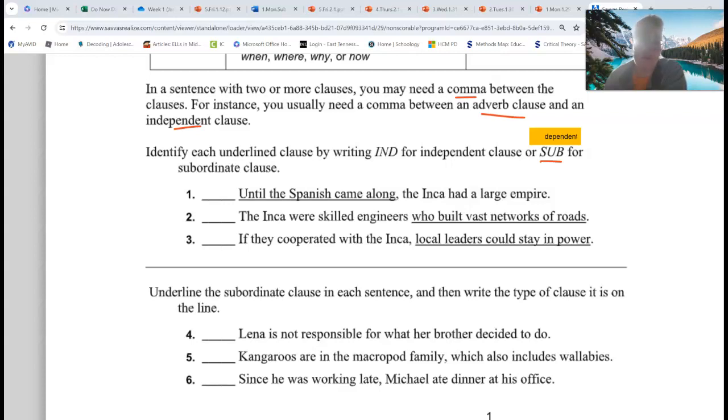Well, until the Spanish came along, the Inca had a large empire. The Inca had a large empire for a long time. What happened? It sounds like they didn't have a large empire when the Spanish came along. Okay, so this is subordinate or dependent. It does not stand on its own.